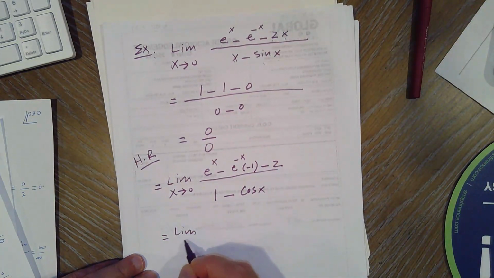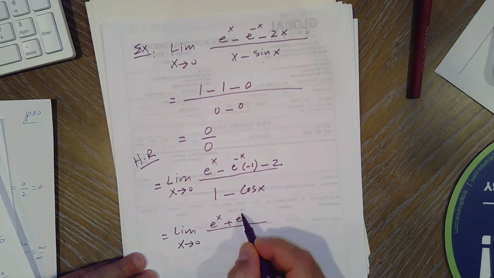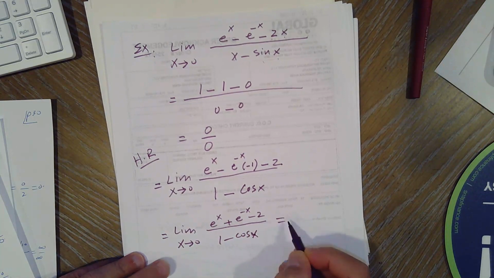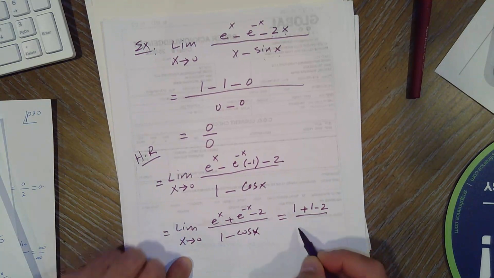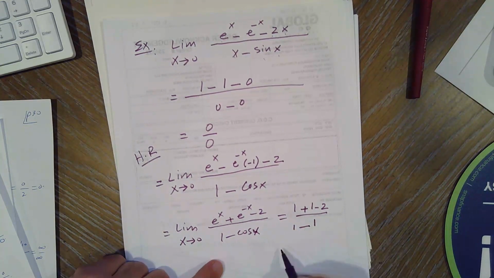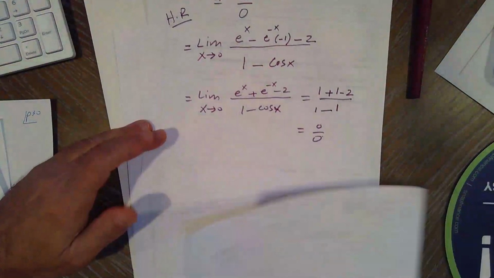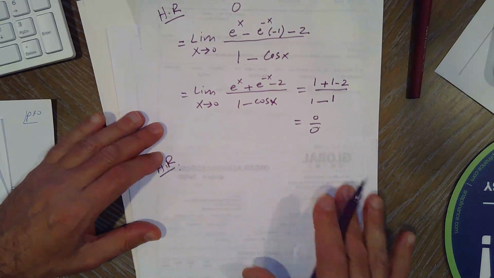So this is the limit as x goes to 0 of e to the x plus e to the negative x minus 2 over 1 minus cosine x. So let's plug the 0 in again. We get 1 plus 1 minus 2 over 1 minus cosine 0, which is 1. We still have 0 over 0. So we're going to do L'Hopital's rule again. I'll just write HR. That means we're using L'Hopital's rule again.